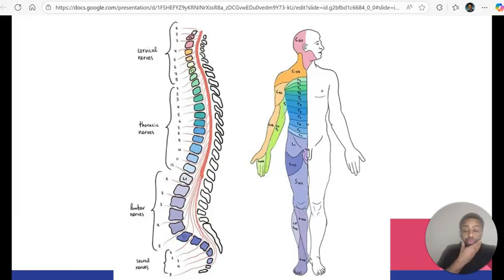Now, this shows the color coding of the spinal cord, to show what level of the spinal cord, or what vertebra or nerve root that comes out of a specific region, is associated with innervating the different parts of the skin.